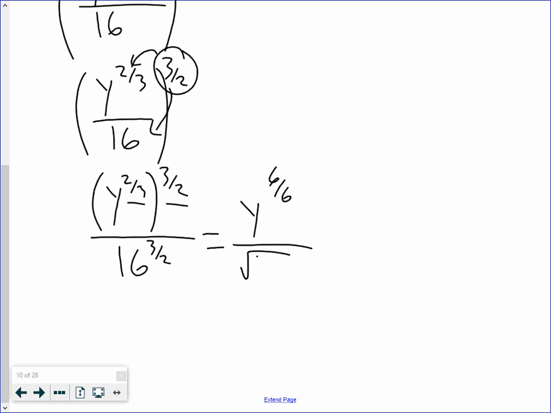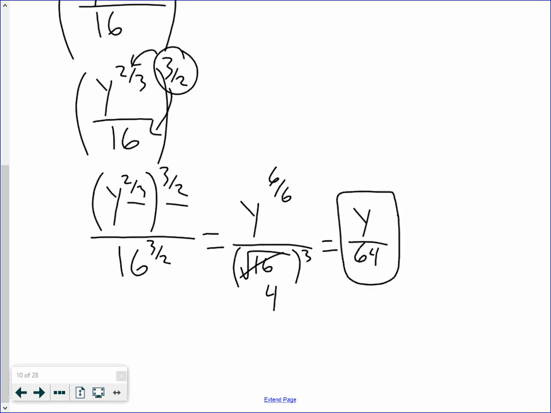That's the same thing as the square root of 16, all to the third power. Remember, the root of 2 is the same thing as the square root. They're the exact same thing. So if we solve this out, y to the 6/6, that's y. 6/6 is just 1, and y to the first is just y. The square root of 16 becomes 4, and 4 to the third power is 64.